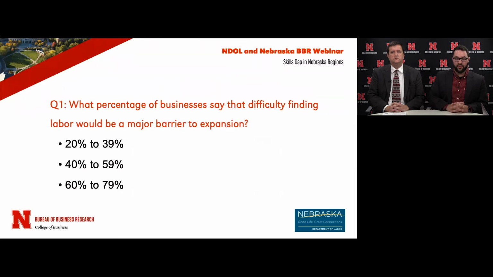So let's have our first poll question. And this is about the business data that we'll get to here in a few slides. First question is, what percentage of businesses say that difficulty finding labor would be a major barrier to expansion? The first option is 20% to 39%, 40 to 59%, and 60 to 79%. And we will look at those results in a few slides once we get to the business data.